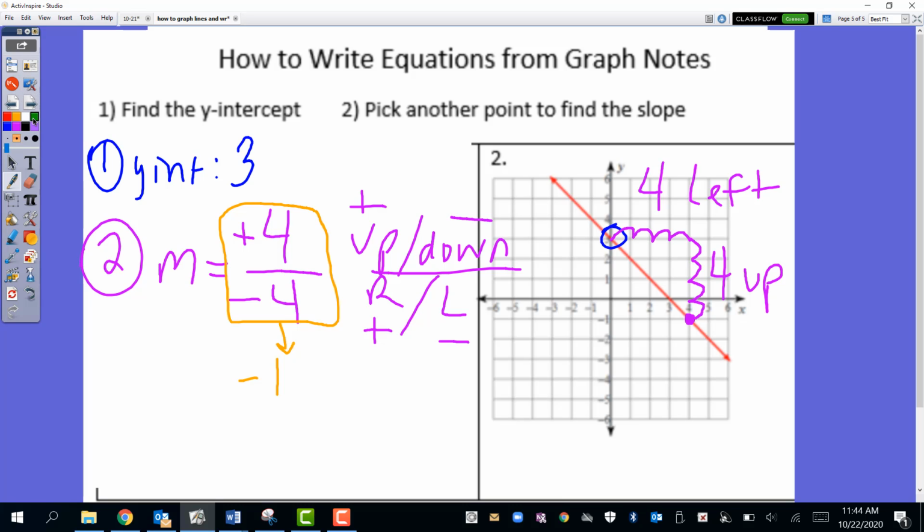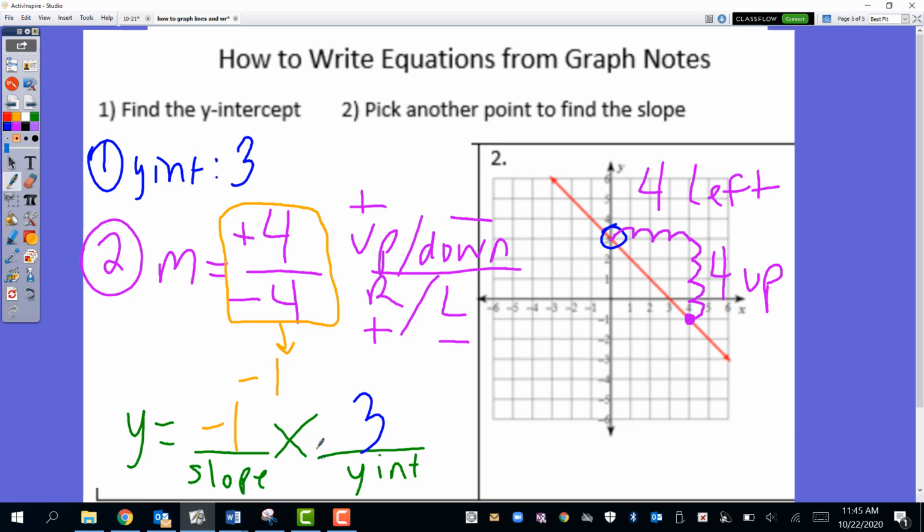So now I'm ready to write my equation. Y equals blank x blank. Slope goes first. Y-intercept goes second. What was my slope we just figured out now? It's -1. And my y-intercept is 3. Now I have to put a plus or a minus. My 3 was positive, so I put a plus. So this would be the answer.